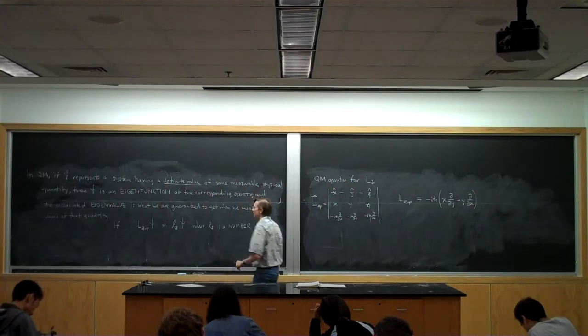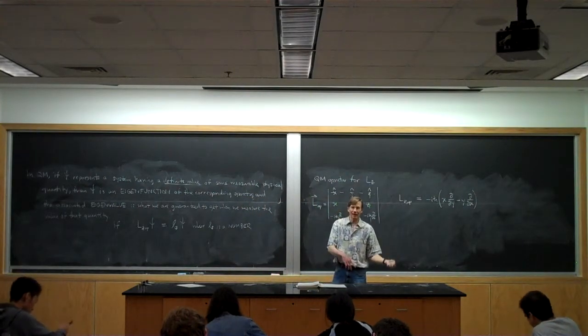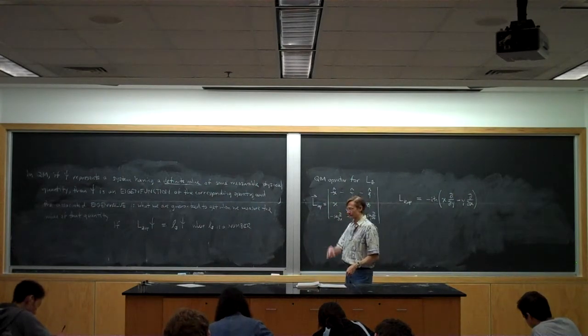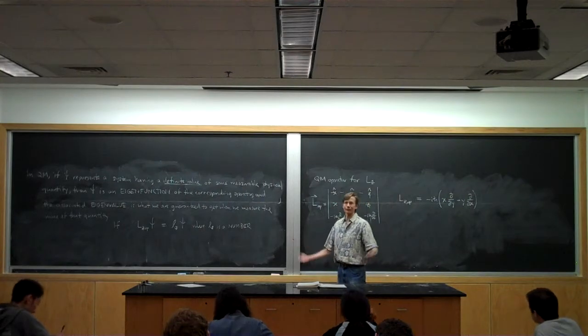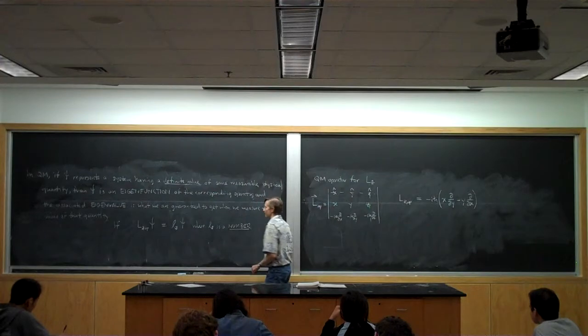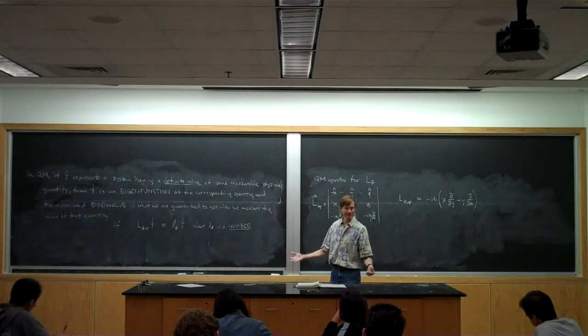So l sub z has to be a number. It can't be a function of x. It can't be a function of p. It can't be anything like that. It's just a number. It's 3 h bar, for example. It's a number, not a function of anything. Just a number.